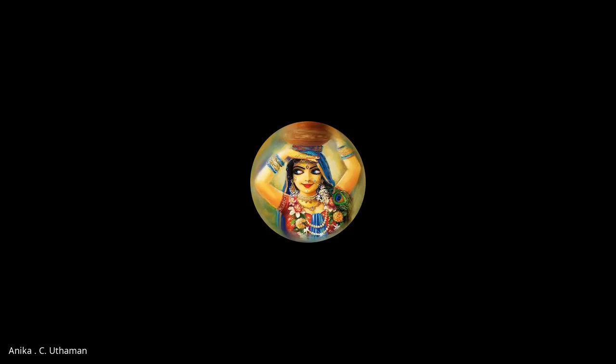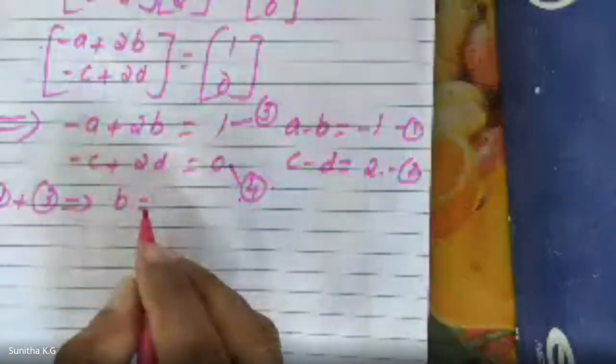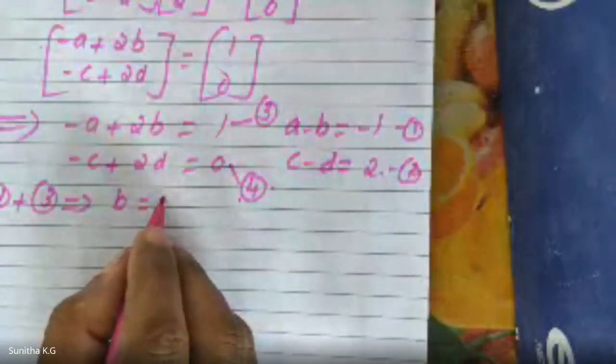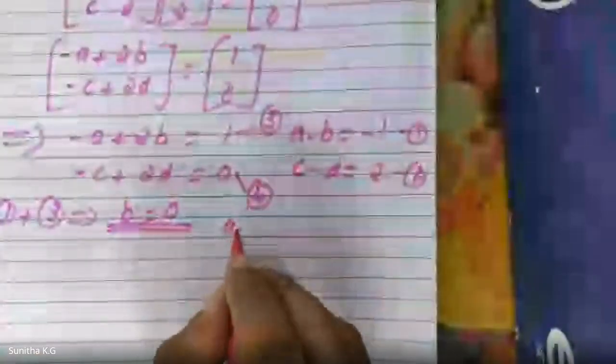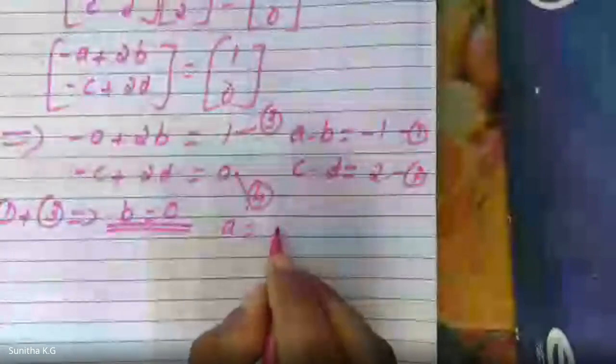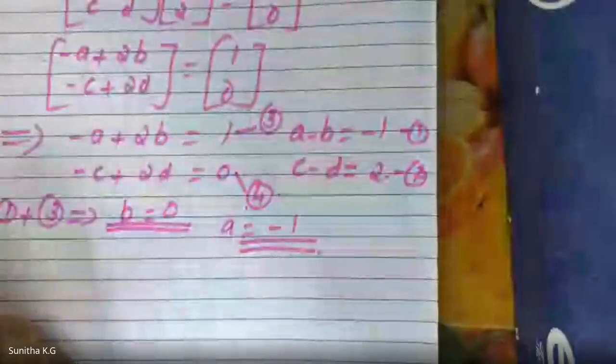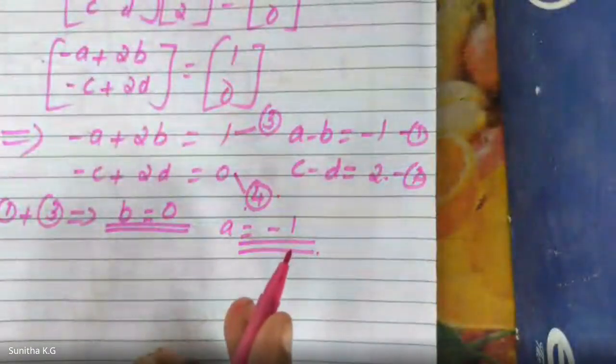Add equation 1 and 3. What do you get? Minus A and plus A will get cancelled. 2B minus B equal to B. B is equal to 1 plus minus 1, that is 0. B equal to 0. Then what is the value of A? A is equal to minus 1.